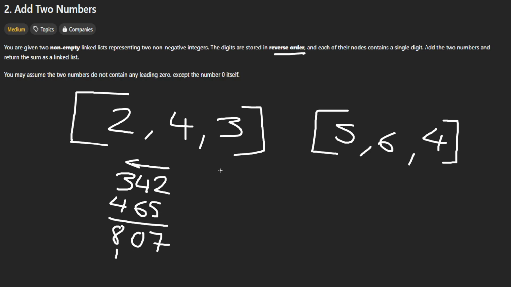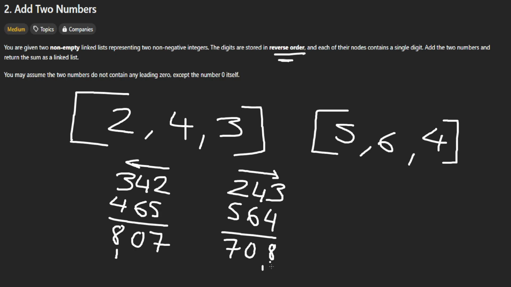However, in terms of code, we'll be doing this the opposite way because it's being stored in reverse order. So if we were to reverse this, it would look like 2, 4, 3 and 5, 6, 4. Because we're doing it in reverse, we're not going to start from what would traditionally be the smallest. We're going to go from left to right. So we start with 7, we have 0, we carry the 1, we have 8. And this would return as our linked list.